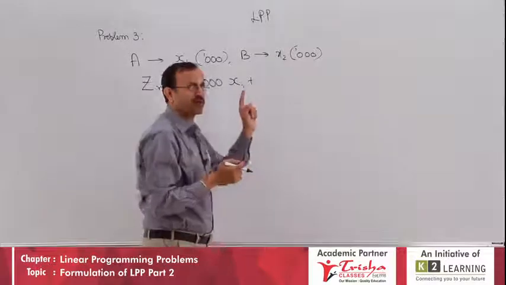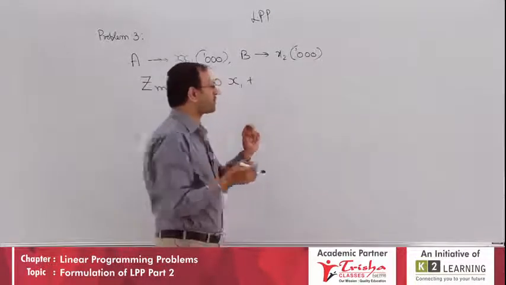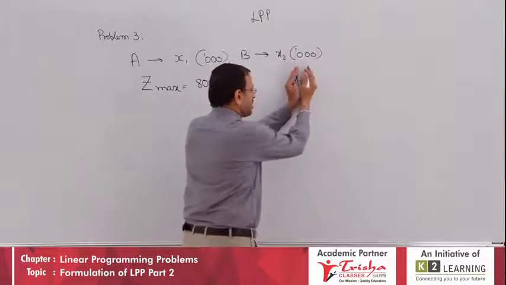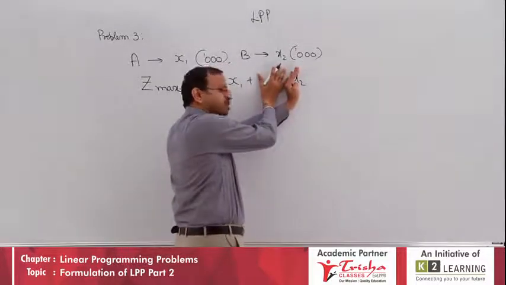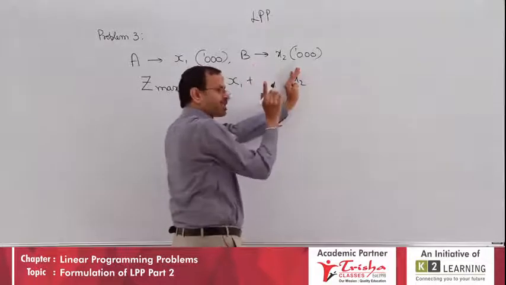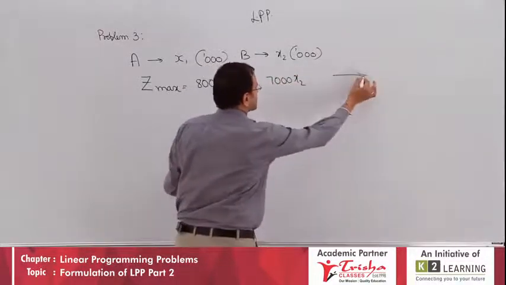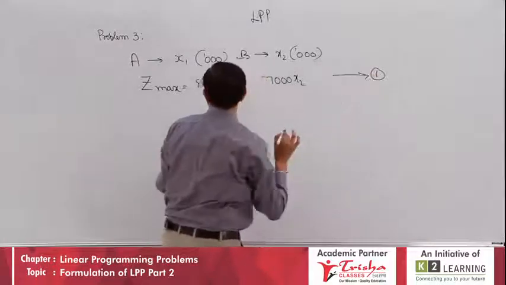Similarly, what about bottle B? It is 7 rupees per bottle, whereas x2 is in thousands of bottles. I should take profit for 1000 bottles of B. For 1 it is 7, it is 7,000 rupees. This is the first one, nothing but the objective function.